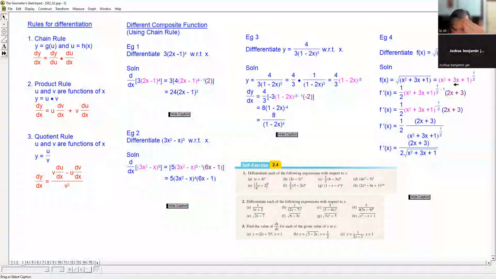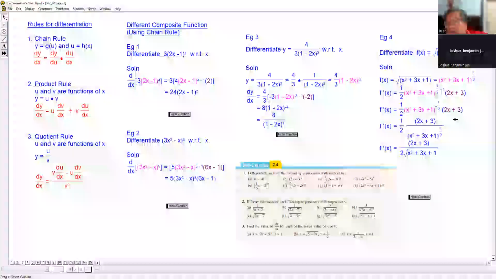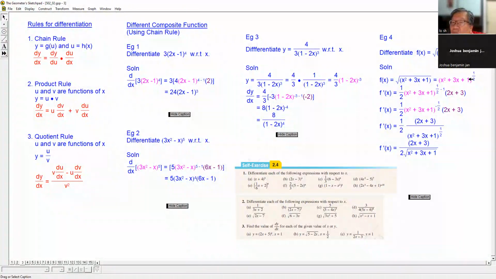Differentiate 3x, no need to think, straight away answer 3 because it's the special case. Differentiate 1, no need to think, 0. That's why no need to write. Right? So you have this. This one is positive, so it's at the top. This one negative, so it goes to the bottom.